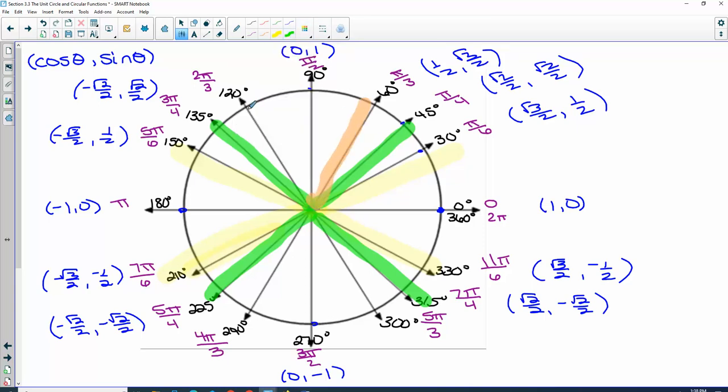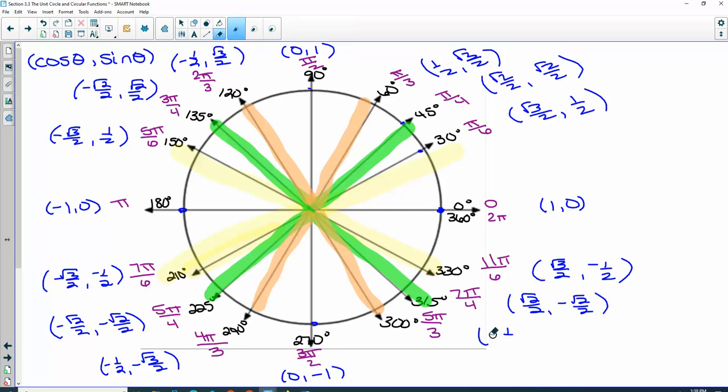At 60. Everything with a reference angle of 60, all those denominators are 2. My points are the same. The only thing that changes is the sign. So in the second quadrant, the x is negative. Third quadrant, they're both negative. Fourth quadrant, x is positive and y is negative.